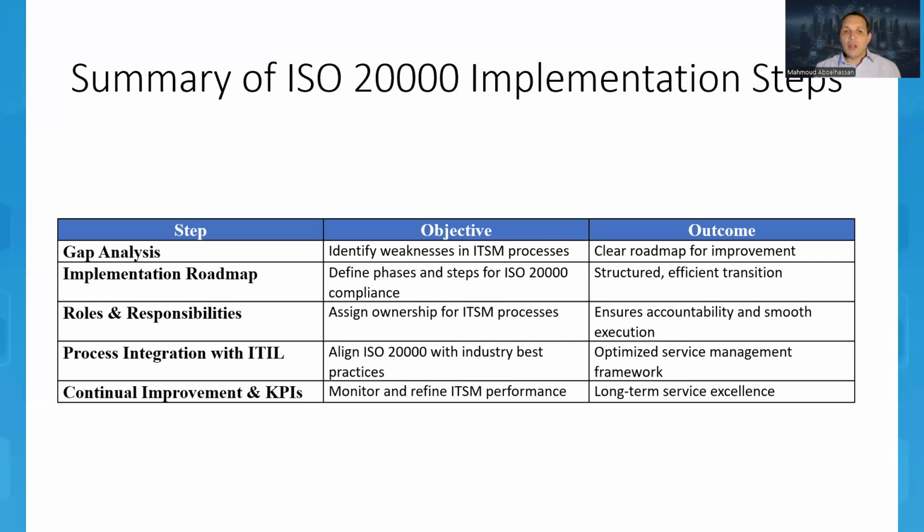The fourth step is process integration with ITIL. This will align ISO 20000 with the industry best practice, and its outcome is an optimized service management framework. Continual improvement and KPIs will ensure that your IT services and ITSM performance are refined and monitored, and the outcome will be long-term service excellence.